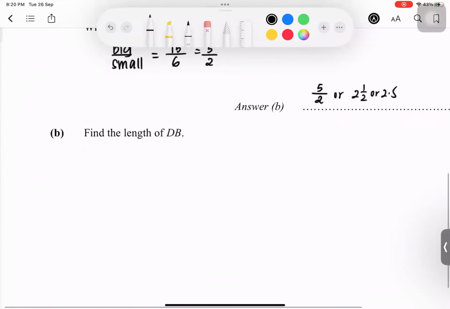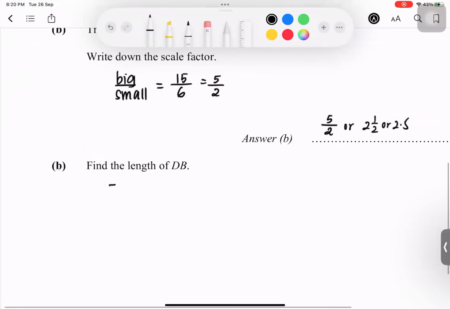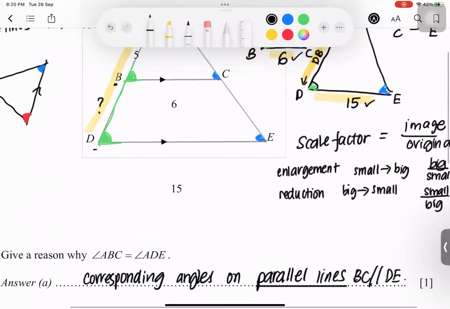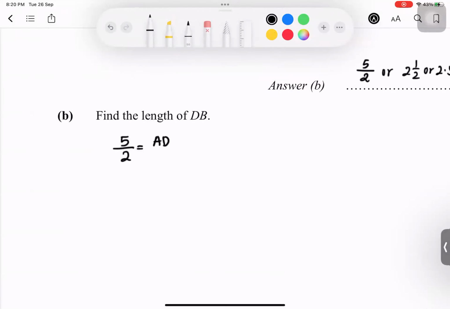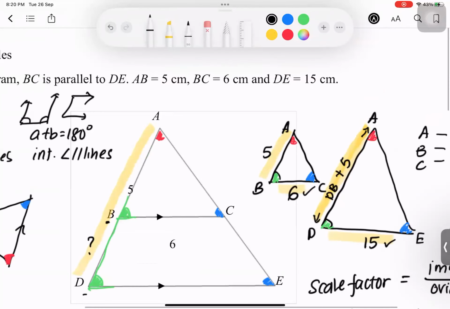Right? So a few ways to do. Method number 1, you can do your ratio of 5 over 2. Then instead of finding DB, I find AD first. AD over 5, this and this over 5.